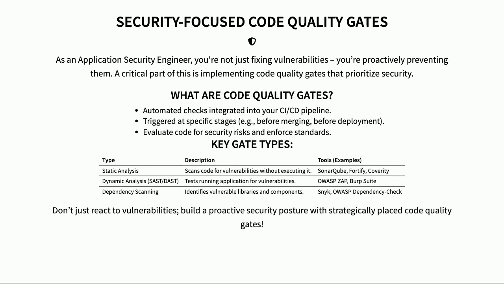There are several types. Static analysis tools scan your code for issues without actually running it. Dynamic analysis checks the application while it's running, and dependency scanning looks at all the external libraries you're using to see if they have known vulnerabilities. By consistently enforcing these gates, you drastically reduce the risk of security problems making their way into your applications.